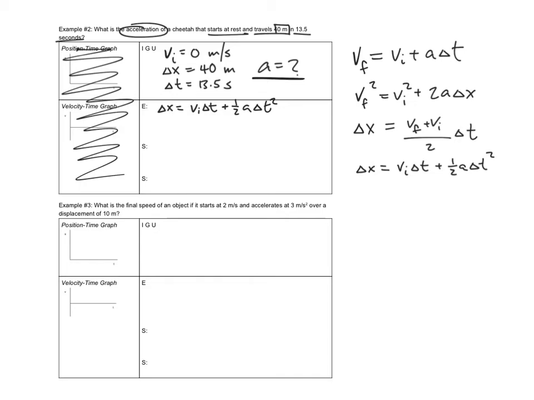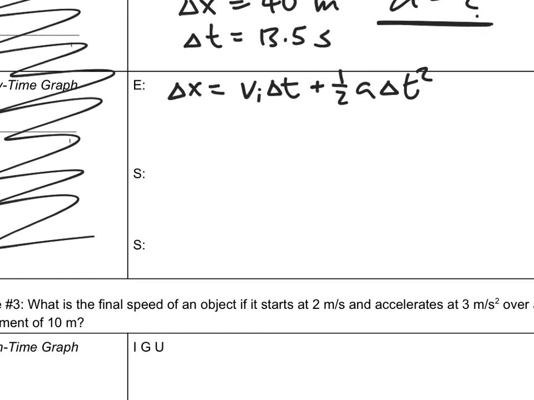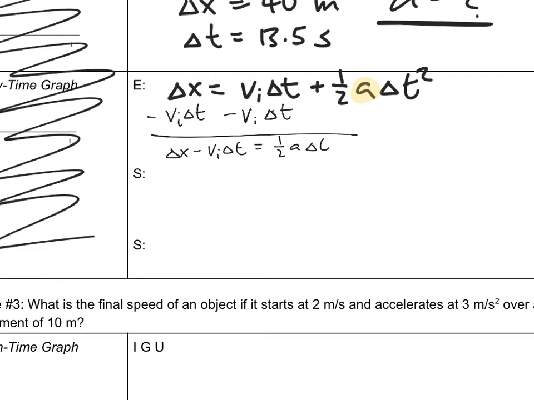In order to solve that for A, I'm going to zoom in a little bit here, so I've got a little bit more space to work with. To solve this for A, you first have to get rid of the VI times delta T on both sides. And you get delta X minus VI delta T equals 1/2 A delta T squared.